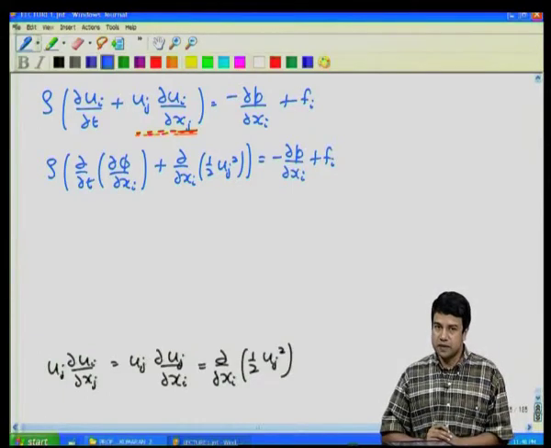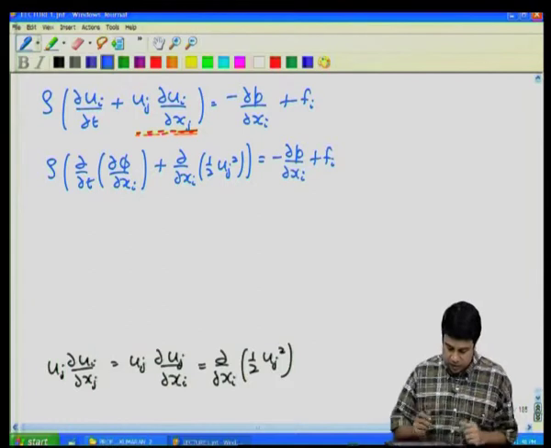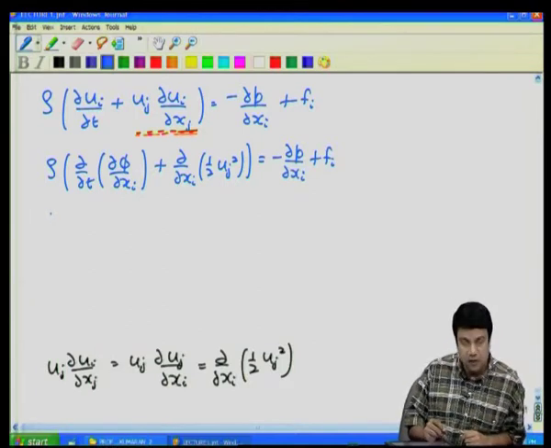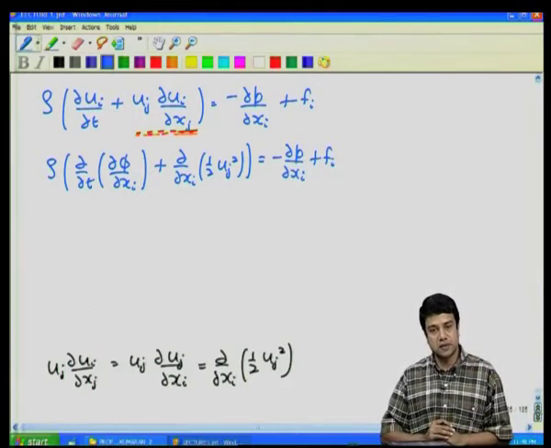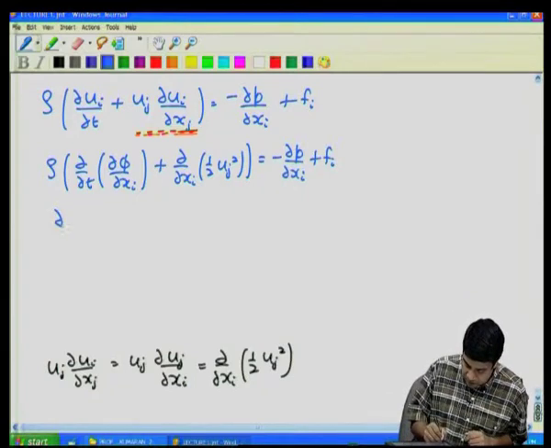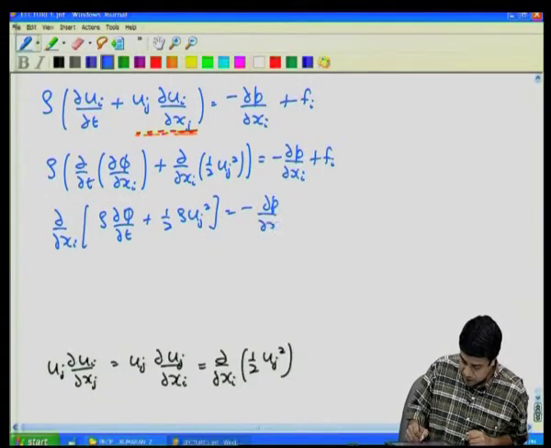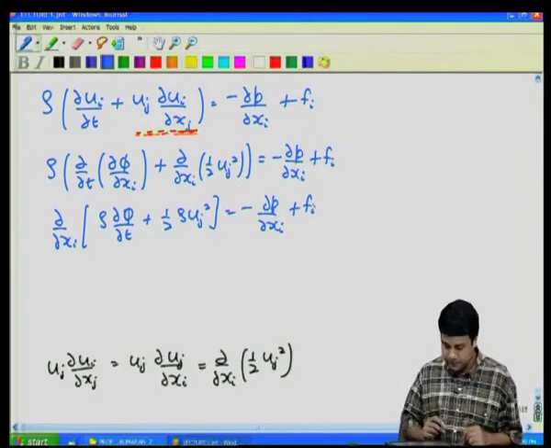In the first term on the left, I can interchange the order of differentiation, because the time and position are independent coordinates. In addition, the density is also a constant. The density is a constant everywhere, so it can be taken into the gradient. So, with this I will get partial by partial xi of rho times partial phi by partial t plus half rho uj square is equal to minus partial p by partial xi plus Fi.